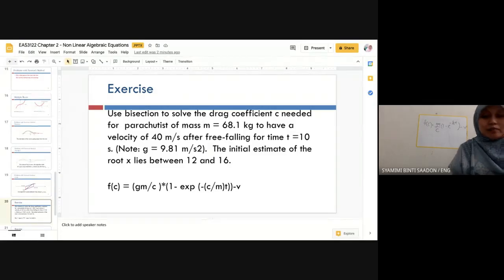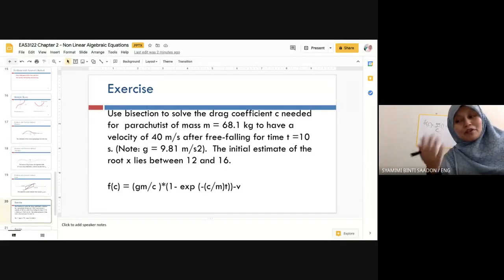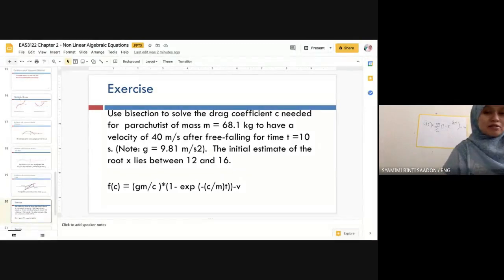At the same time, 12, 16, the midpoint is 14. So f14 also: f12, f14, and f16. And then you see the sign. f12 multiplied with f14, whether the sign is negative or positive. See the condition.